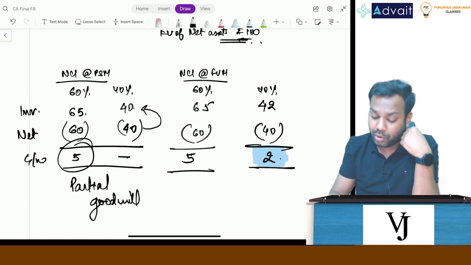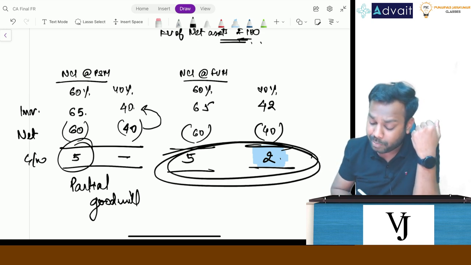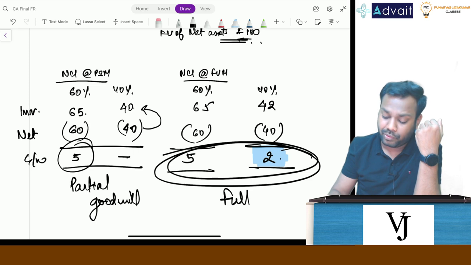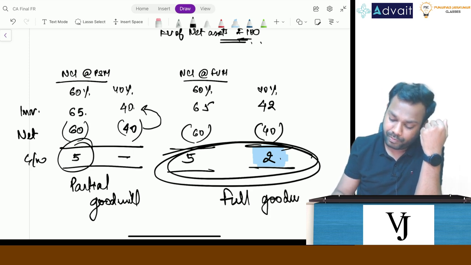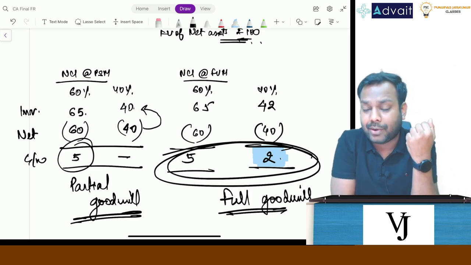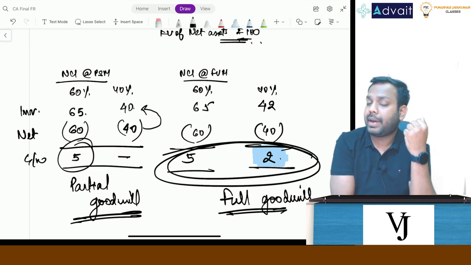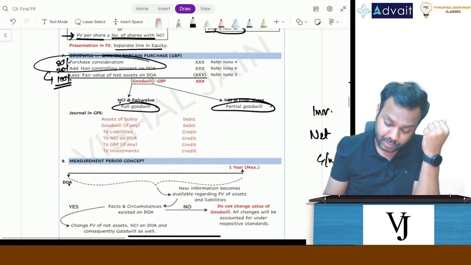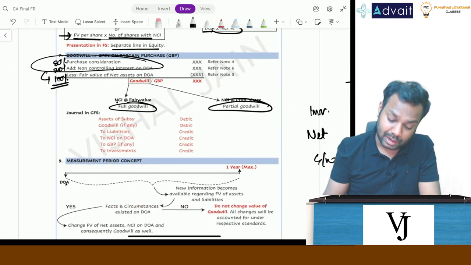And here the goodwill is for both. The goodwill is for both, and that's why it is called full goodwill. I hope that is clear to all of you. Right? So that's the logic behind this one.